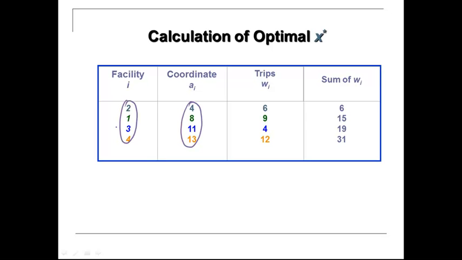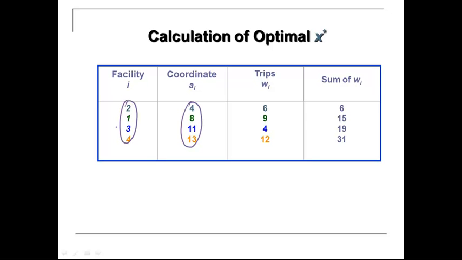Once you have that, then you know the WIs for each one of the facilities, and you can compute the sum of the WIs using this information. So you just go and add 6. This one is 6 plus 9, so 15, and so on. So your 15 plus 4 is 19, and 19 plus 12 is 31. So that's how you compute that last column.